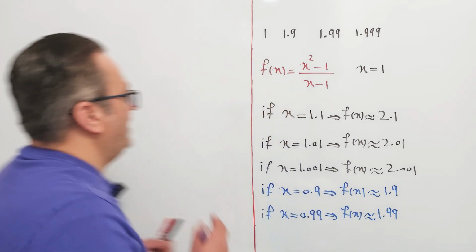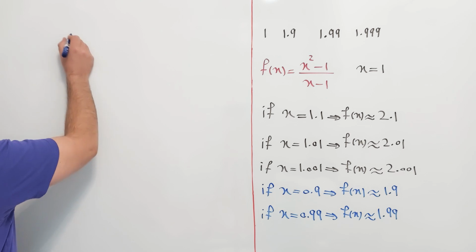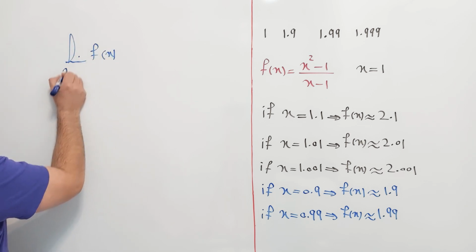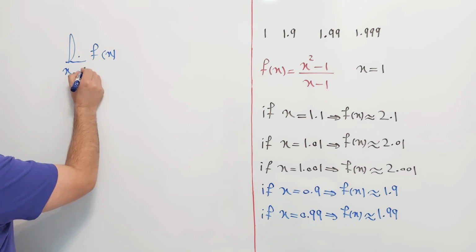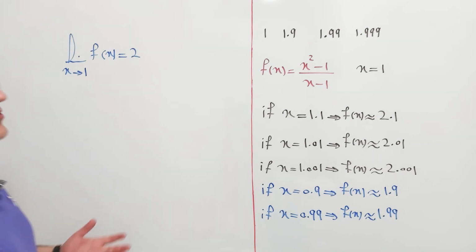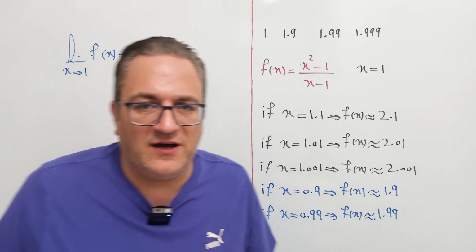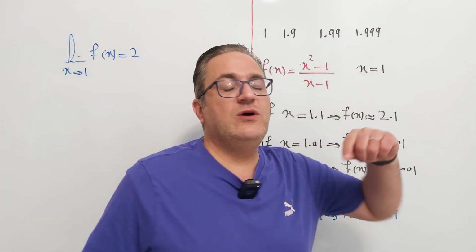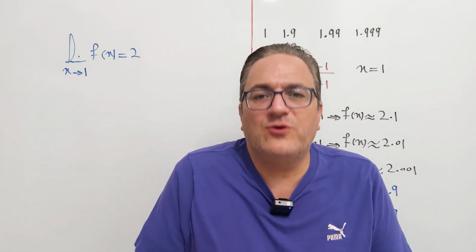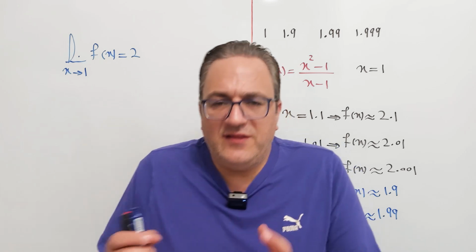Okay, so we say the limit of f(x) as x approaches 1 is 2. Even though the function is not defined at x = 1, the values around it clearly approach 2. This is the key idea of a limit.